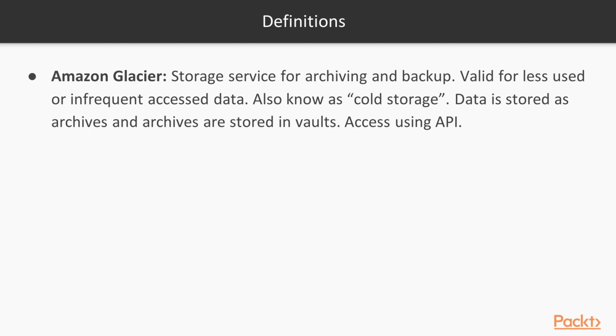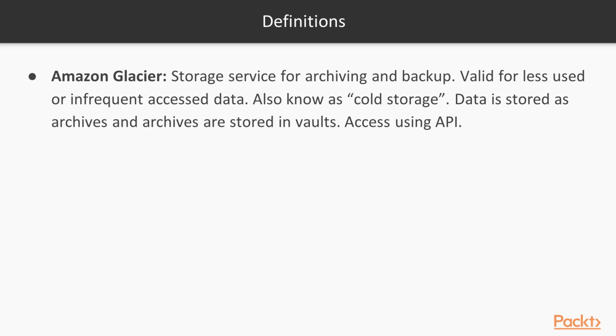And finally, Amazon Glacier, a service known as cold storage, is used for archiving and backup. Like any service for archiving or backup, it is valid, of course, for less used or infrequently accessed data. Data is stored as archives, and archives are stored in vaults, and you can access it using the API and also the management console.